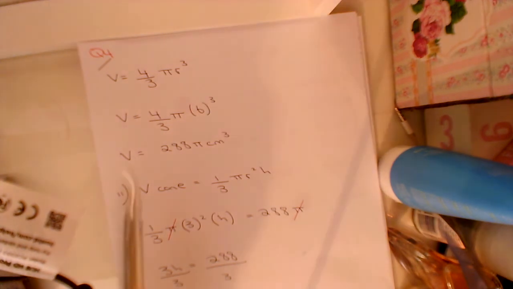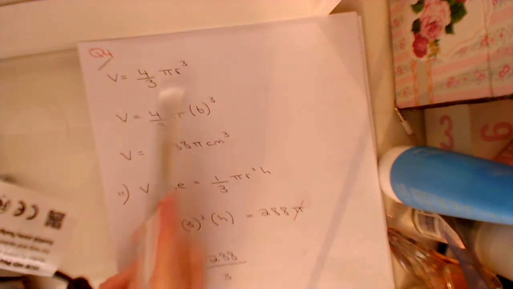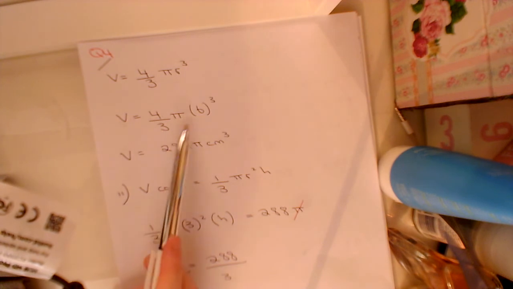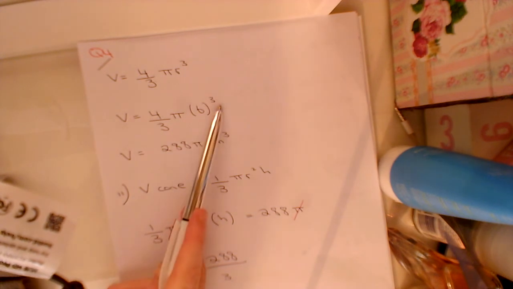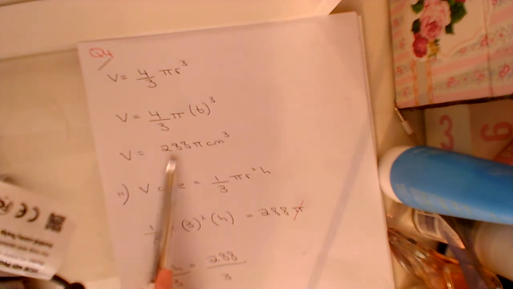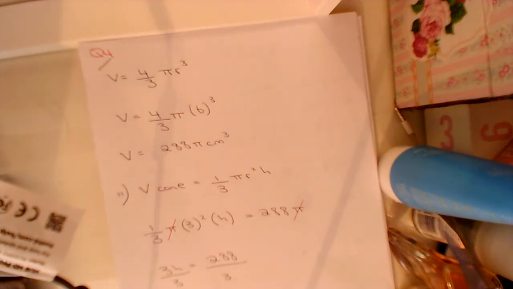So the volume of a sphere is 4 over 3 pi r cubed. So I have volume is equal to 4 over 3 pi bracket 6 to be cubed, and I get my volume is equal to 288 pi centimeters cubed. That's question 4i. Then it says part 2, find the height of the cone.